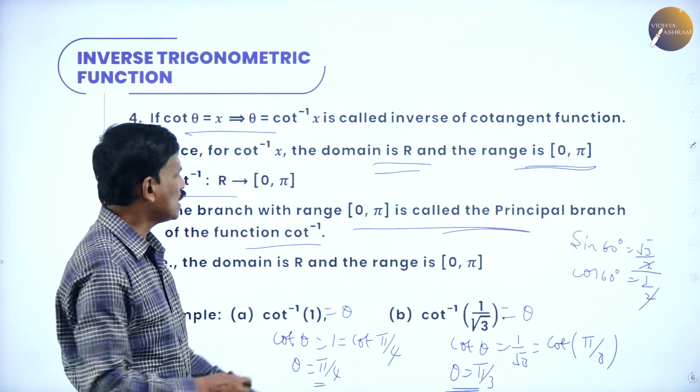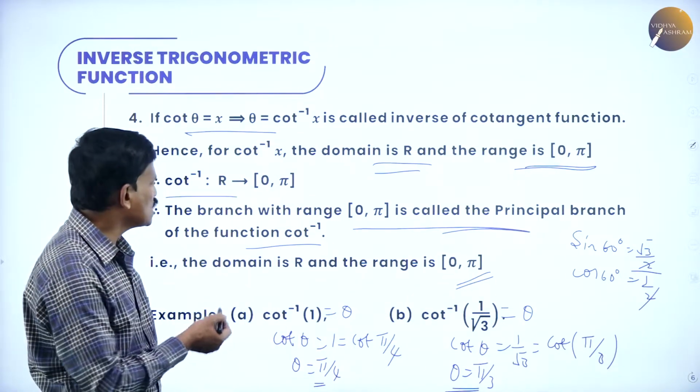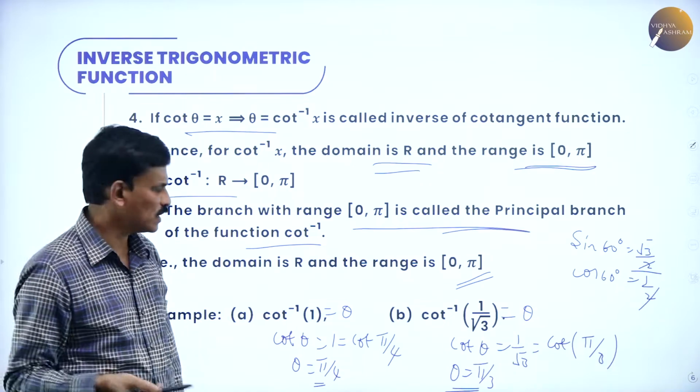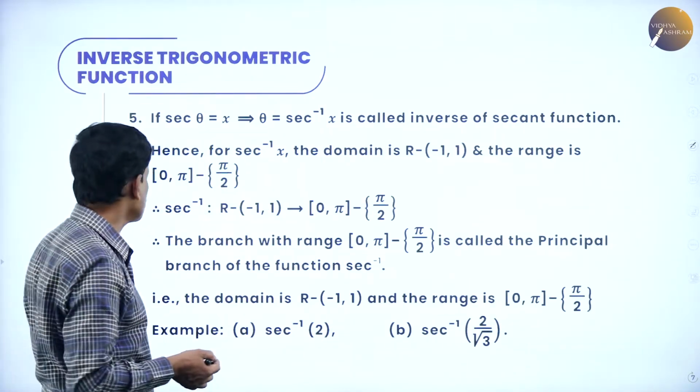So, these all lie in the interval (0, pi). That is why the domain is R and the range is (0, pi). That's it. Similarly, let us take, for example, secant inverse and cosecant inverse.